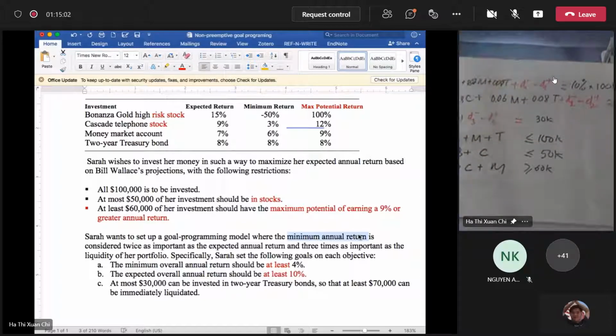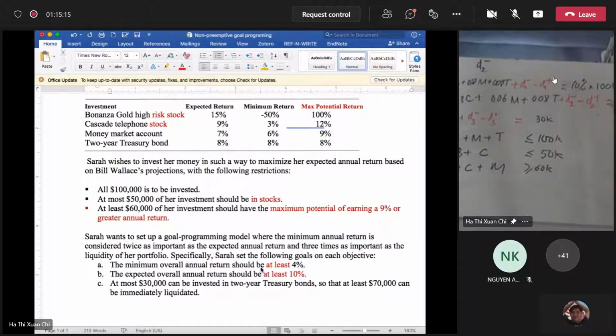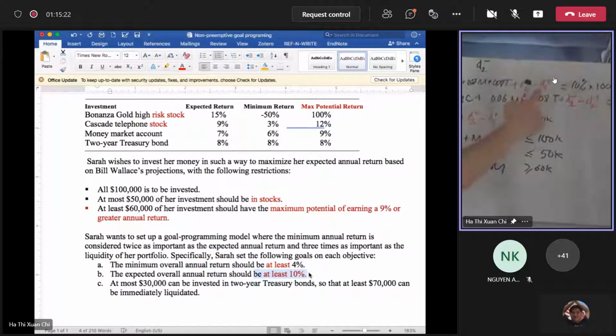So at least, right? At least, so we minimize what? At least is minimize D2 minus, right? And for the goal here one, at least 10. So it's minimize D1 minus. And here at most is minimize D3 plus.